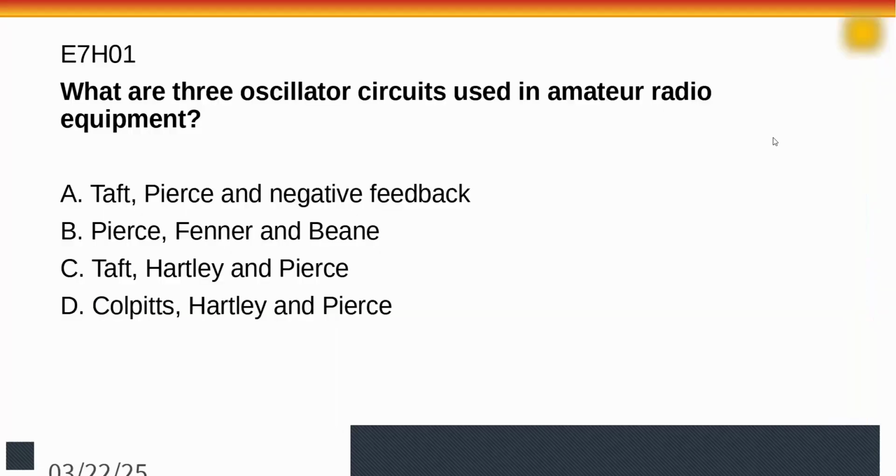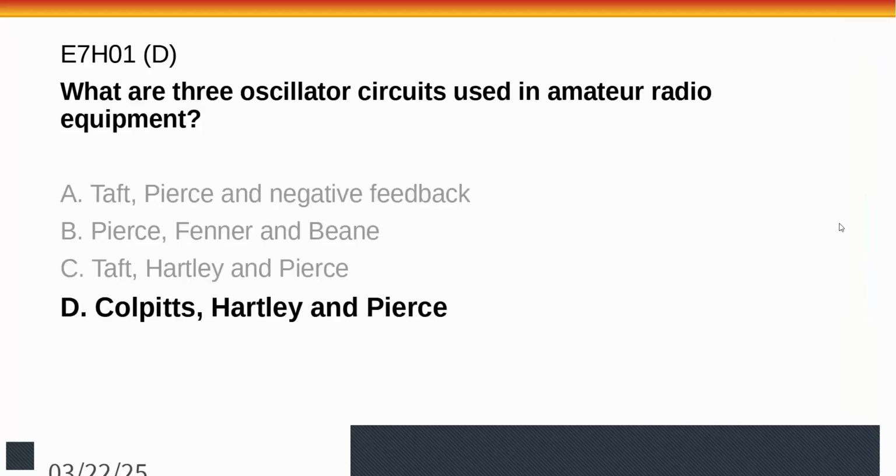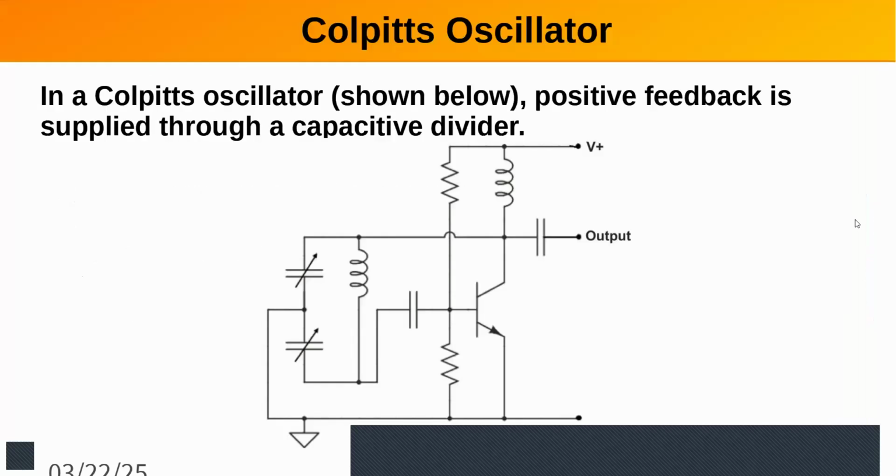So what are 3 oscillator circuits used in amateur radio equipment? Charlie. No. That's Good what? old Taft, huh? Taft. In a coal pit's oscillator, positive feedback is supplied through the capacitive divider. Yeah.